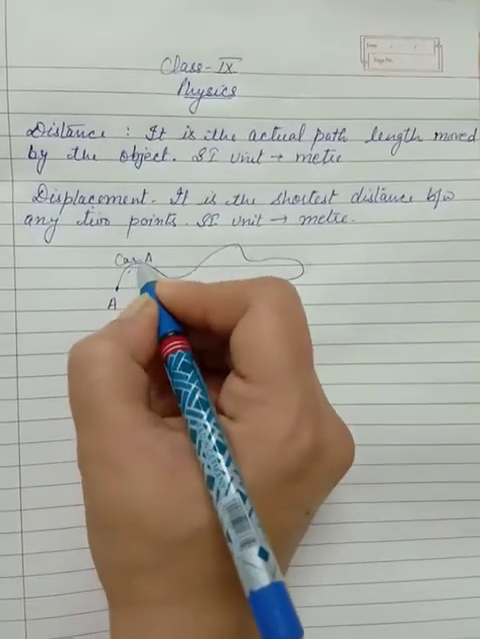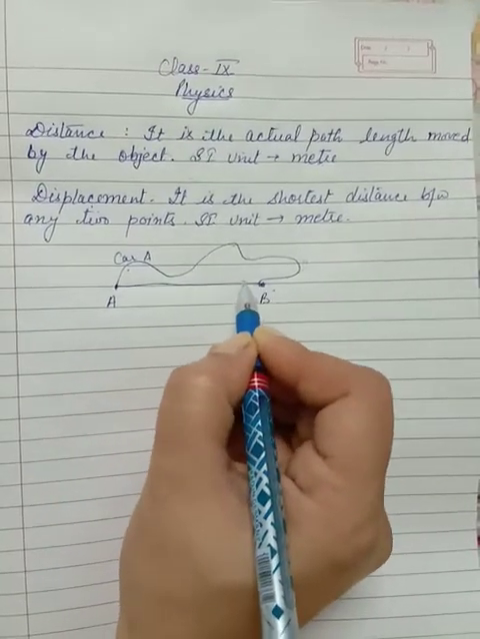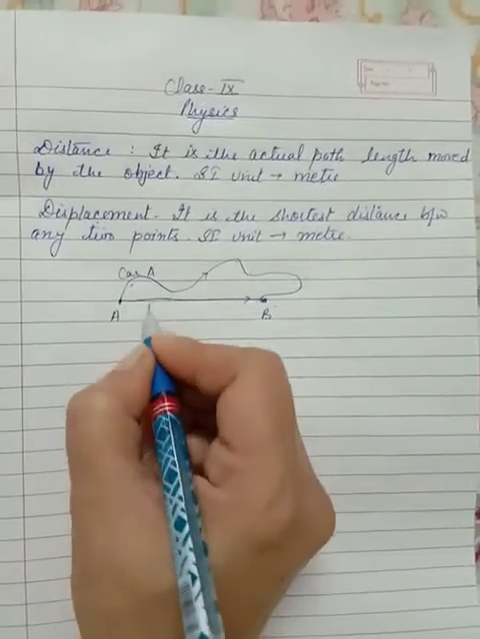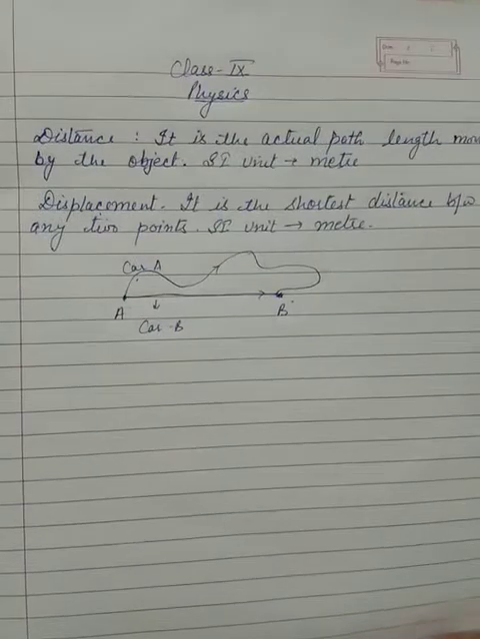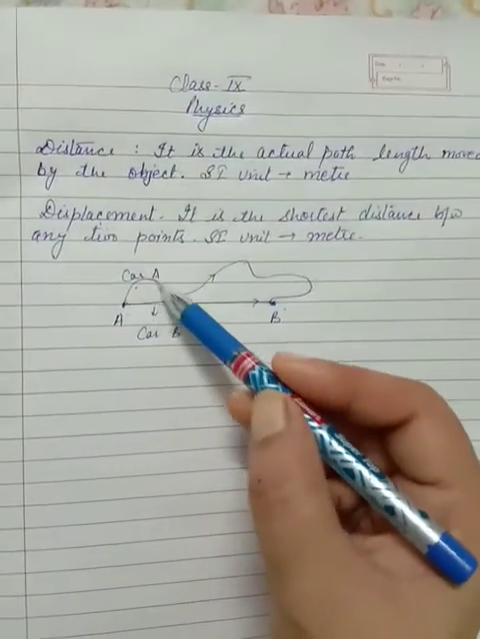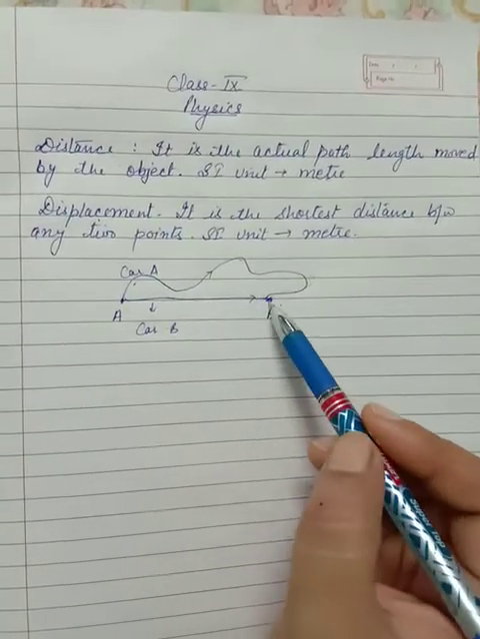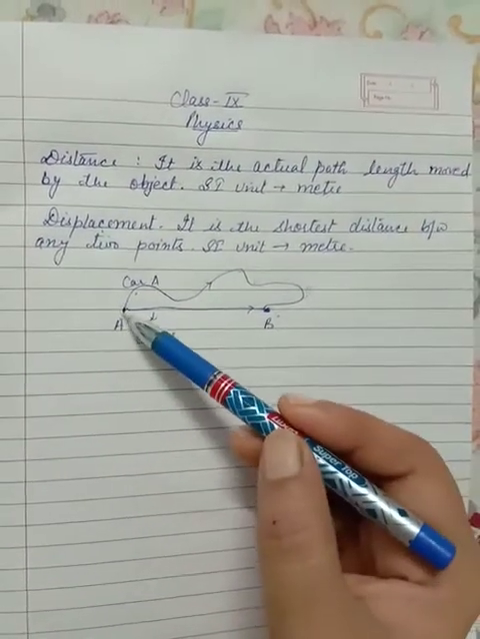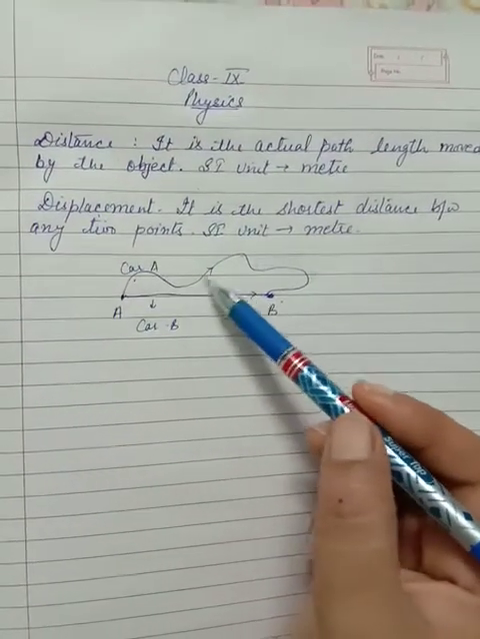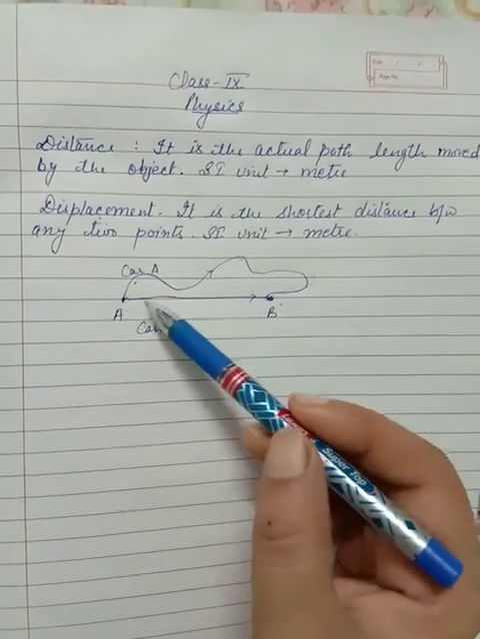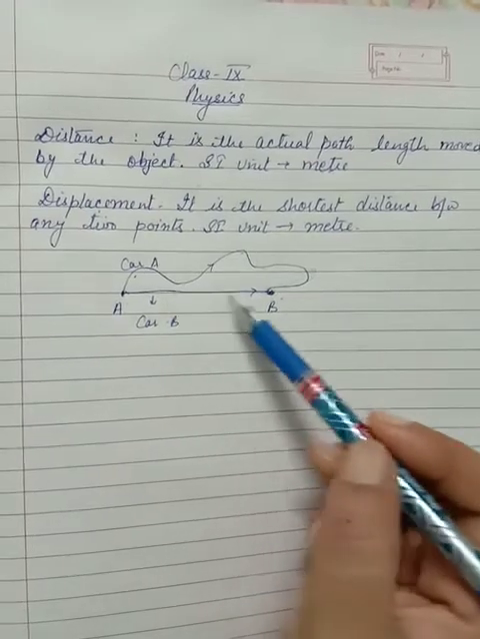Now for car B, suppose car B goes in a straight path from point A to B. So this is the path followed by car B. See children, this is the actual length of the path that car A has traveled, and this is the length that car B has traveled. Both started from the same point and reached the same point, but the distance moved by car A is more, while the distance moved by car B is less. So this straight line we will say to be the shortest path.